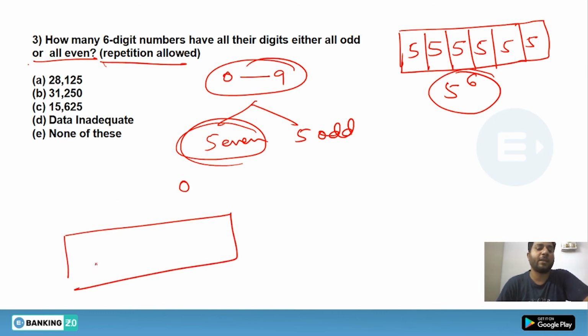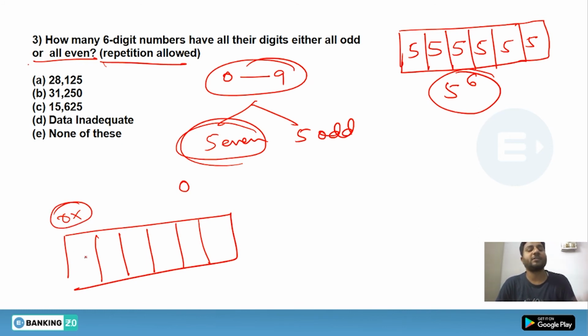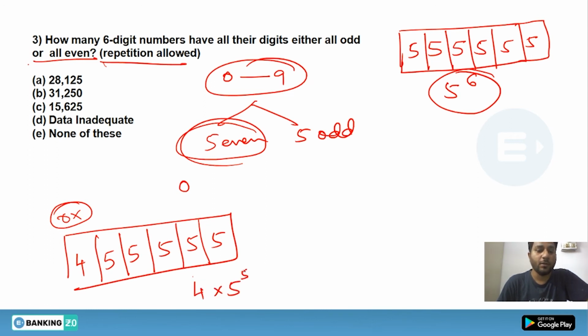But what will happen if you are putting even digits? In the first place, you cannot allow 0, because if you are allowing 0 to be put here, that means you will have only a 5 digit number. That means 0 has been debarred for the first place. That means only 4 possible cases will be there for the first place. But now from the second onwards, all the five digits can be available. So for the second possibility, it would be 4 into 5 to the power 5.